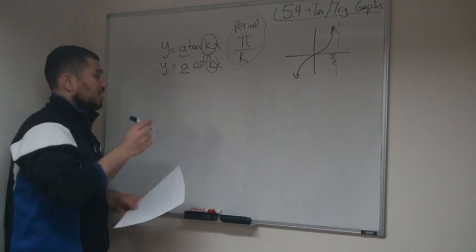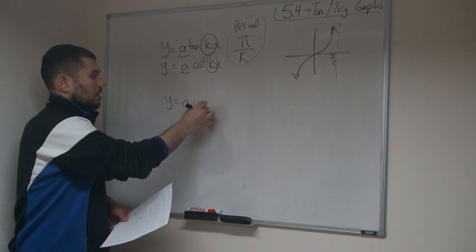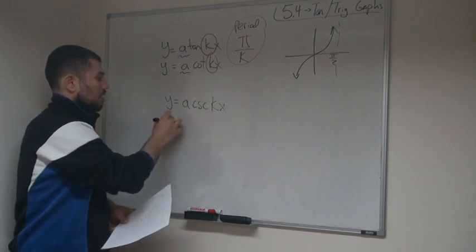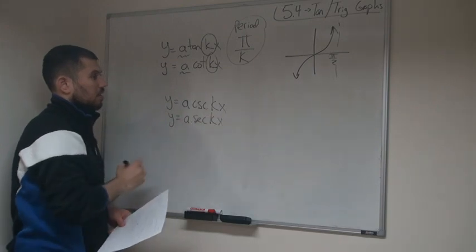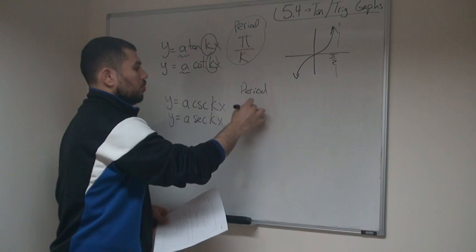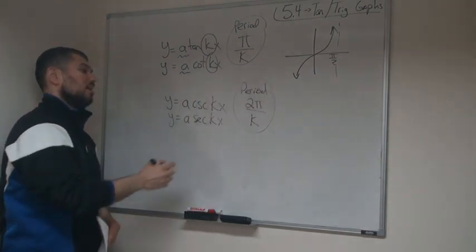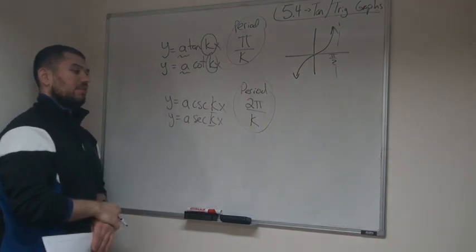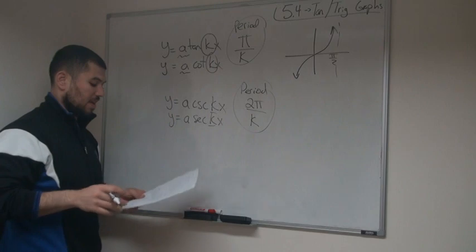For cosecant and secant, the period would be 2 pi over k, because again, a full cycle length is 2 pi. By putting a k in front of the x, I can now change the length of that period.